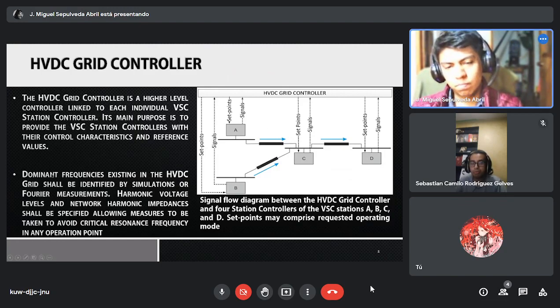It also makes sure that dominant frequencies existing in the HVDC grid are identified. We need to know what they are via simulations or Fourier measurements. So we have harmonic voltage, even if we have DC-DC, and we have some harmonic impedance also in our circuit. We need to specify them because we need to avoid them. We need to avoid the critical resonance frequency in any operation point, in any set point of the grid.